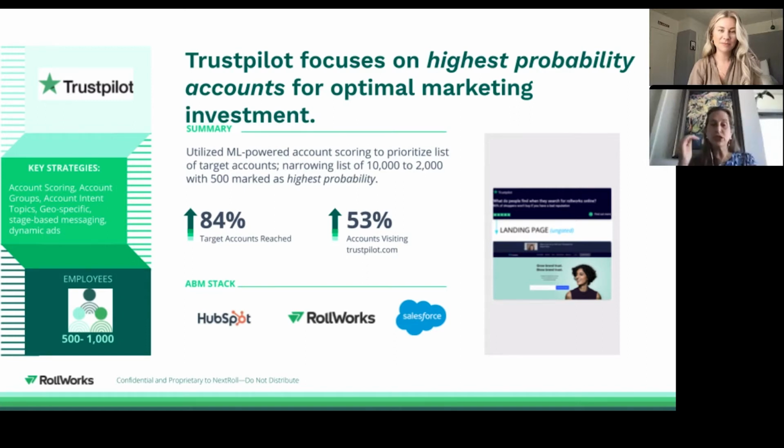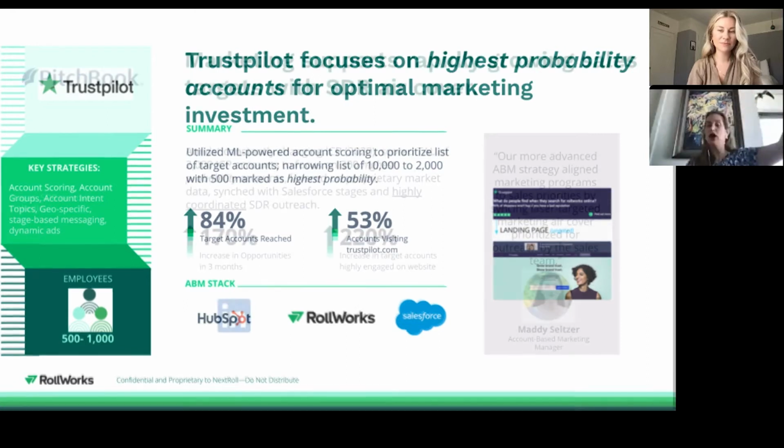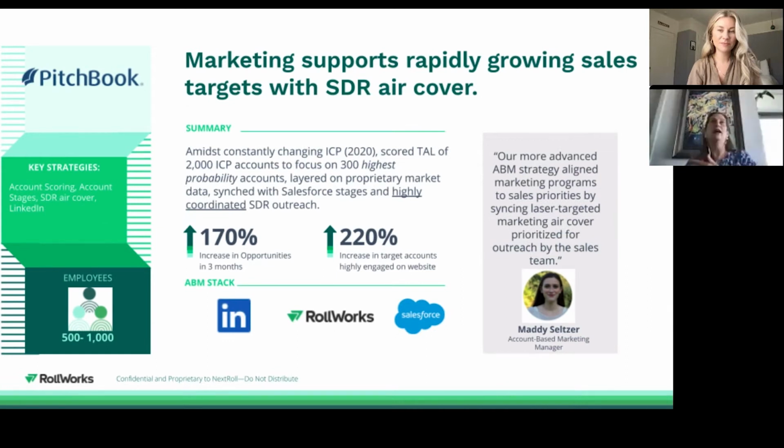So they're able to use our machine learning algorithms to take that list of 10,000, identify 2,000 that are the highest tier fit with the highest probability of closing, and then even whittle that down further to 500 with the absolute highest probability of closing. Just that focus alone allows them to optimize their marketing investment in alignment with their budget. And by doing that, they were able within a few months to actually reach over 84% of the accounts on that prioritized target account list and see a 53% increase in accounts visiting their website. So there we are, awareness, starting from reach, working our way towards revenue.